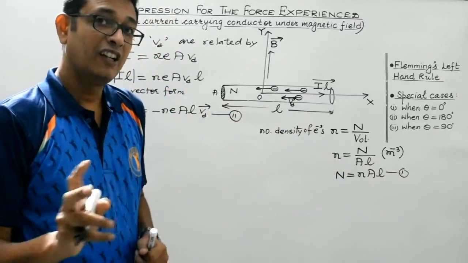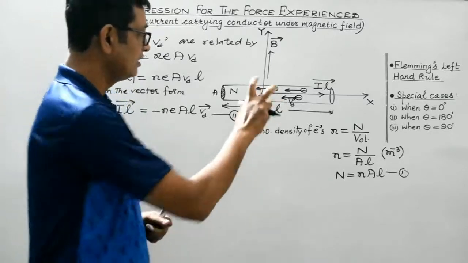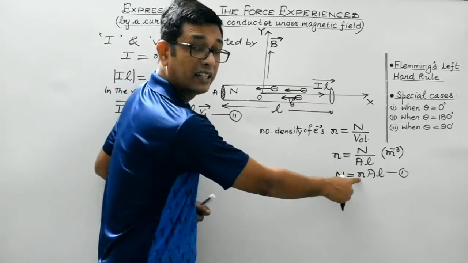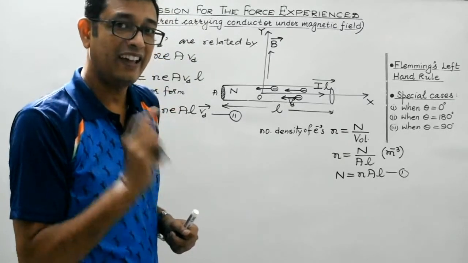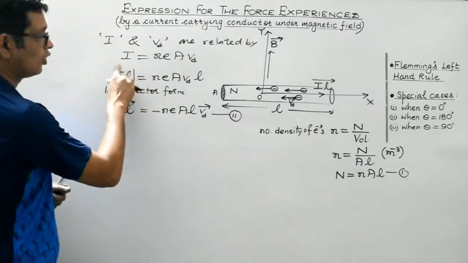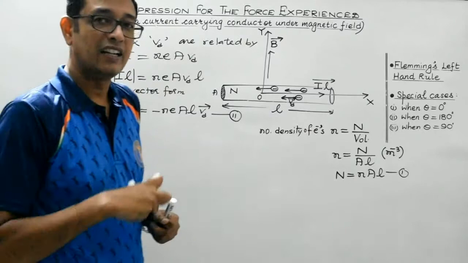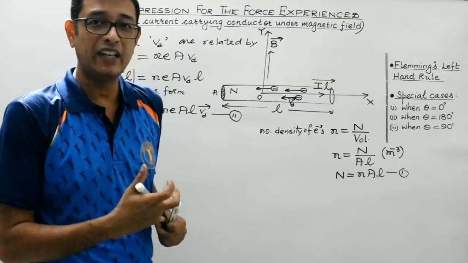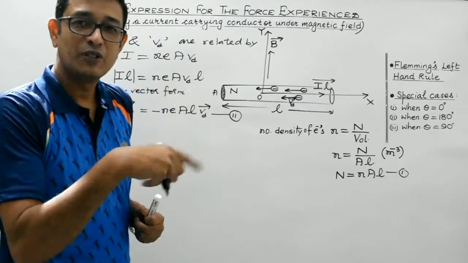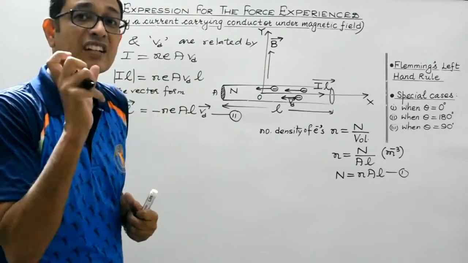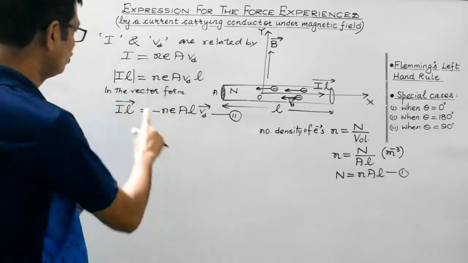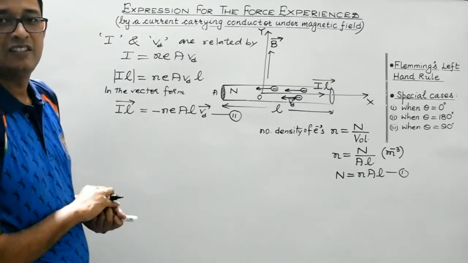First is the total number of electrons inside the conductor in terms of the number density of electrons, given by capital N equal to small n AL. Second, we are already aware of the relationship between the current and the drift velocity. It is I equals NEAVd. Multiply both the sides by L and then write it in the vector form. IL is treated as the current element, right? So in the vector form, this will be the result.